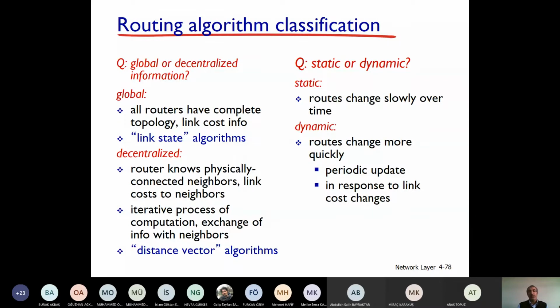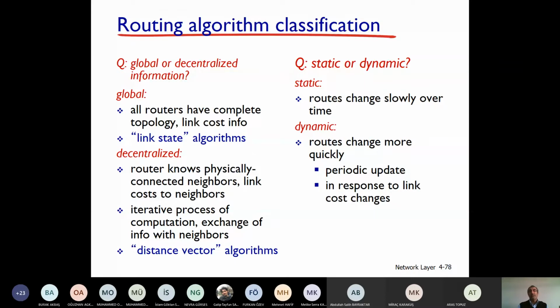In the global routing algorithm, all the routers in the network have a complete topology and the link cost information. So this approach is used by link state algorithms. All the routers in the network have the same and complete topology as well as the information about all the link costs in the network.